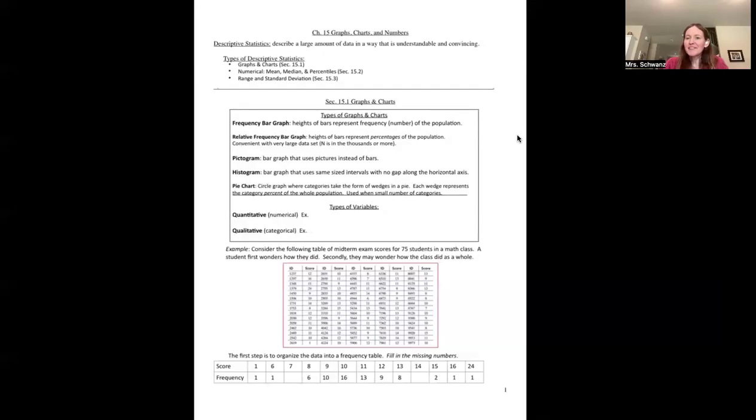So this is chapter 15. It's about descriptive statistics. So chapter 14 was about collecting the data. That was part of what chapter 14 was about. But chapter 15 is like, okay, now that we have collected the data, now what do we do with all these numbers?